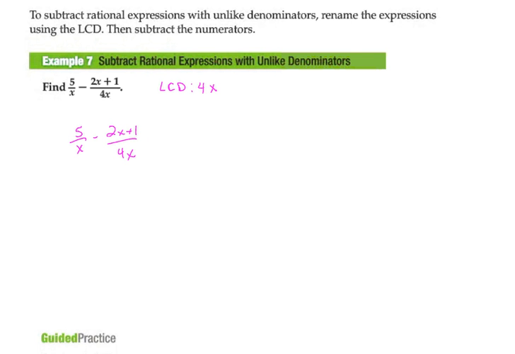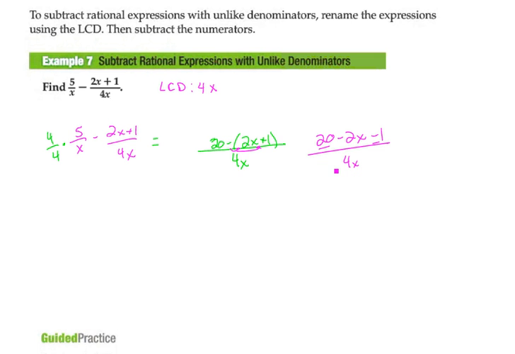And I know that in order to get a common denominator of 4x, I'm going to have to multiply that first term by a 4 over 4, which means that I end up with 20 over 4x. Okay, let me rewrite this. I'm going to write this all over the common denominator of 4x. So I have a 20. And I'm subtracting that from 2x plus 1. Notice I have to do some distributing here. So I have a 20 minus the 2x minus the 1 all over 4x.